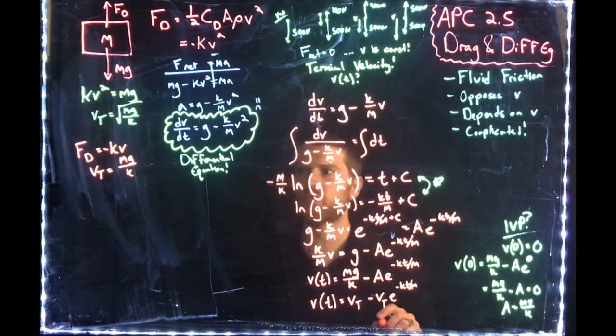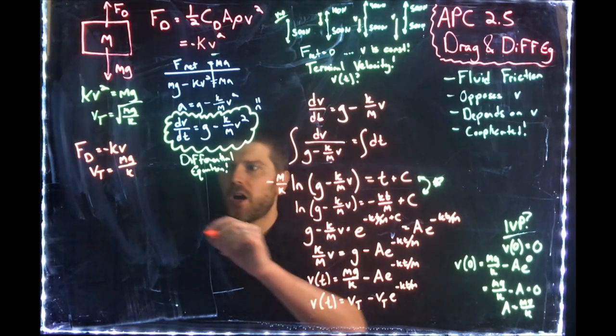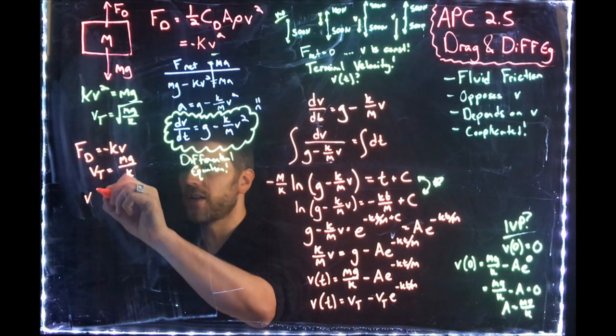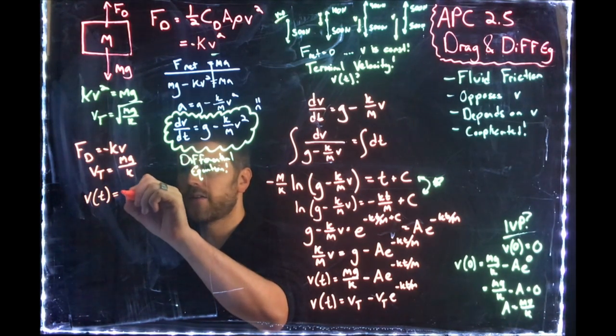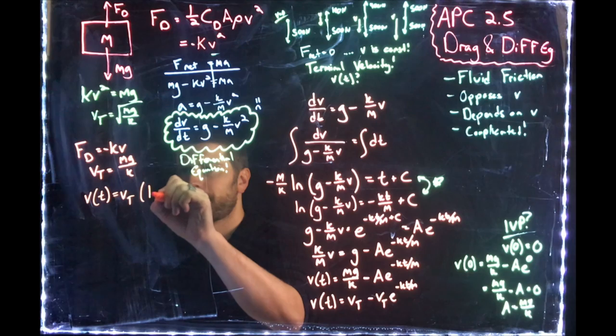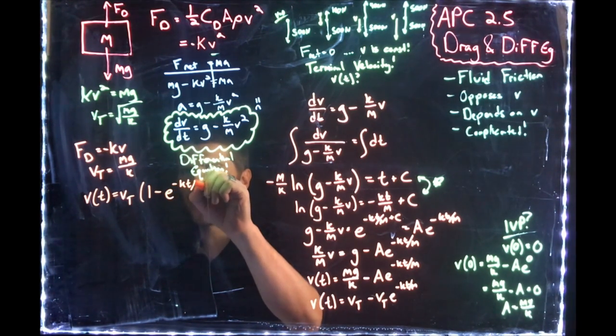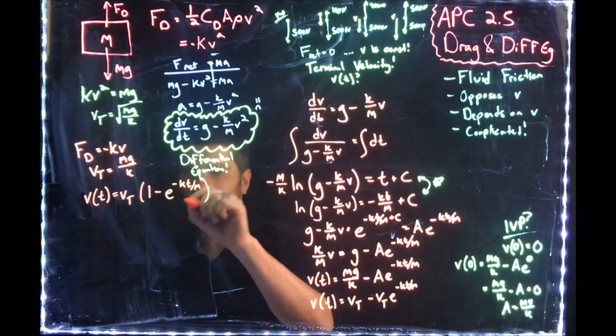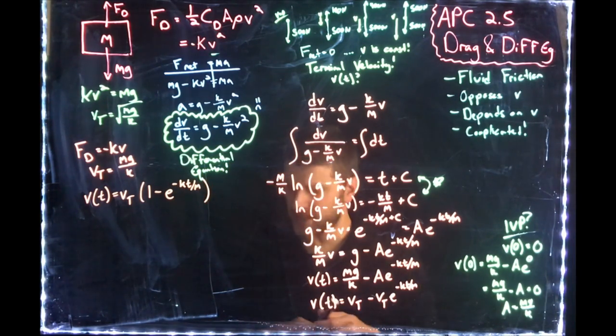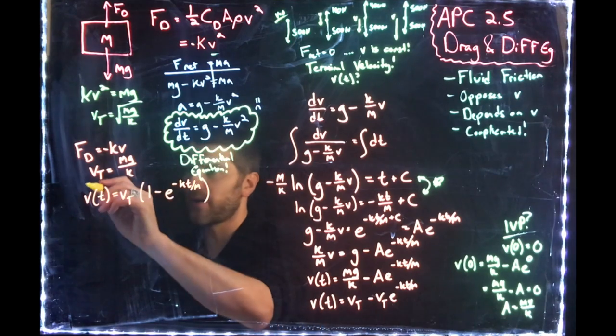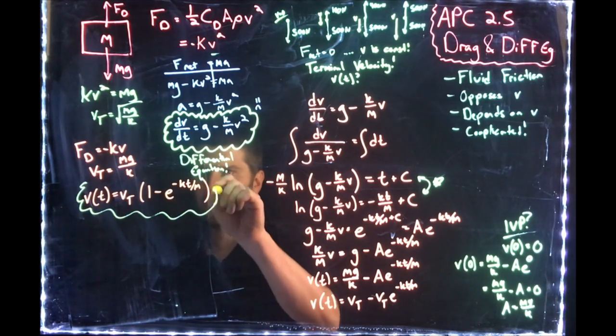So we're actually going to write this over here in more triumphant lettering. We end up with our velocity as a function of time looks like vt times 1 minus e to the negative kt over m. And why is this neat? What does this actually tell us about our motion?